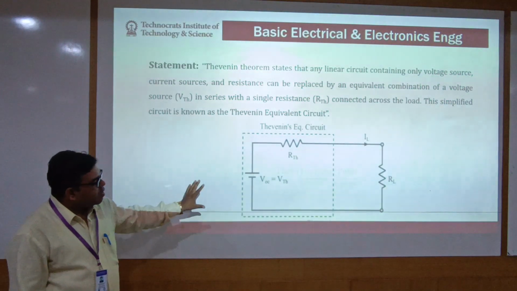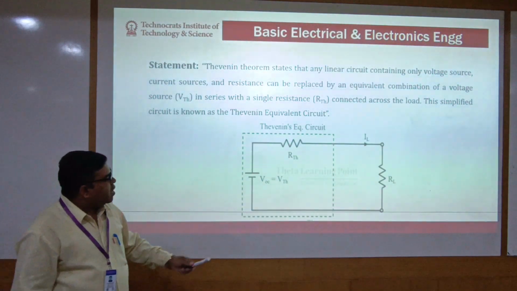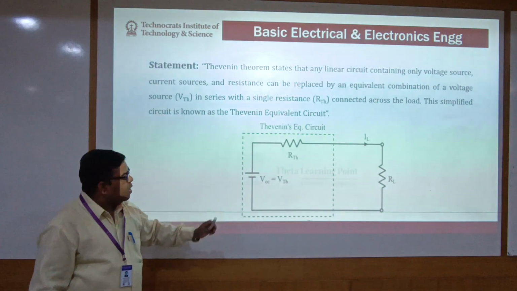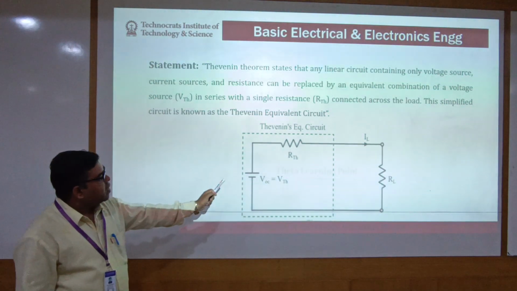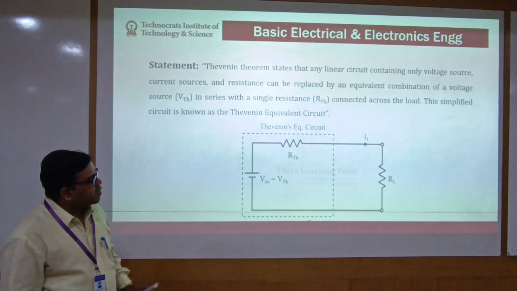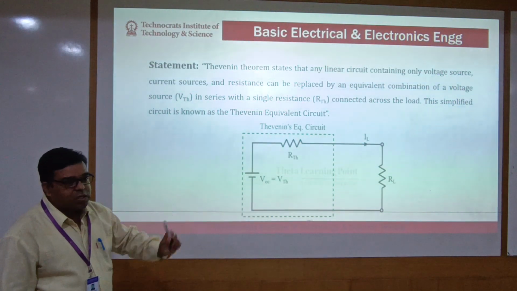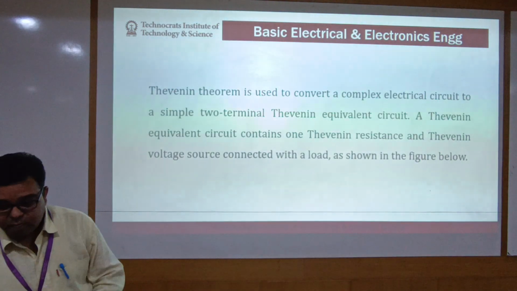So let us see here the example of the circuit that is called Thevenin's equivalent circuit. Here the VOC is equal to VTH and it is connected in series with the RTH. This series combination is connected across the load resistance RL. Now come to the next slide.